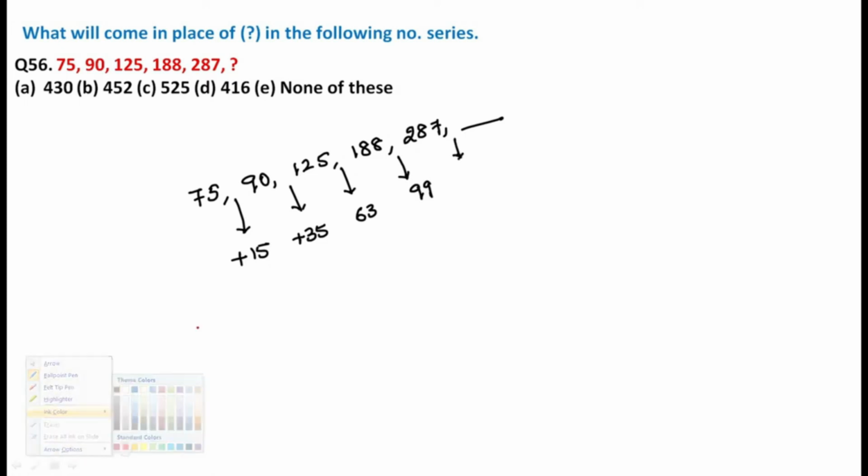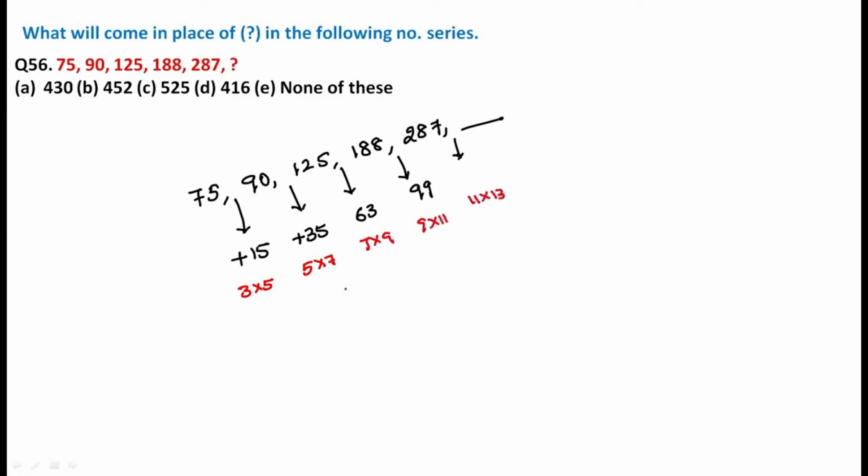Guys, if you observe carefully, 15 is the product of 3 into 5, and 35 is the product of 5 into 7, 7 into 9, 9 into 11, and the next number is 11 into 13, consecutive odd multiples. That is the logic. Now the answer, 287 plus 143, you can get the answer. So your answer is 430.